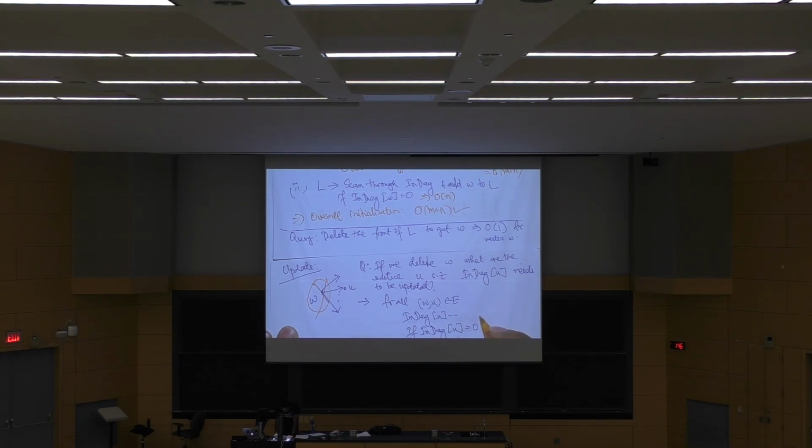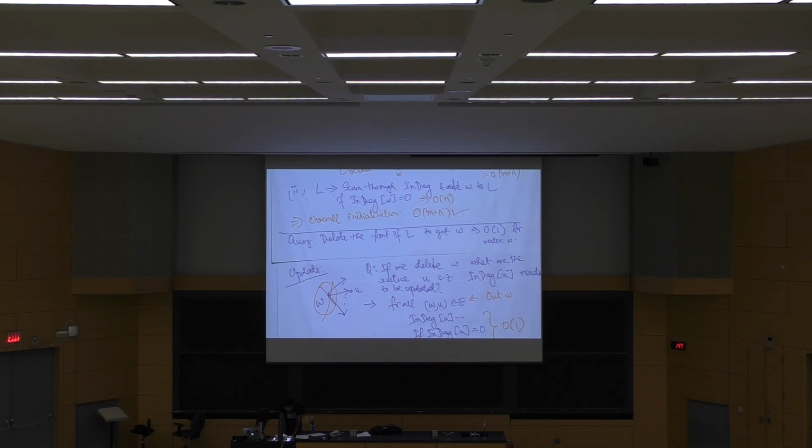And so the point to note is all of this is constant time. Right? And the number of times you're going to run this loop is out degree of w by definition. Right? That's the number of outgoing neighbors. Okay? So overall update is order out degree of w plus 1.